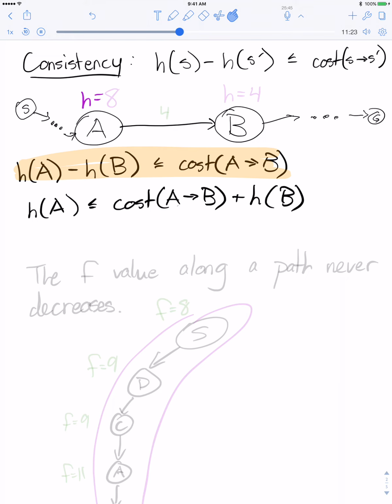So if H of A is 8, and the cost of going from A to B is 4, then in order for this to be a consistent heuristic, H of B can't be any smaller than 4. Think about that for a moment. If it were smaller than 4, it would violate this constraint.